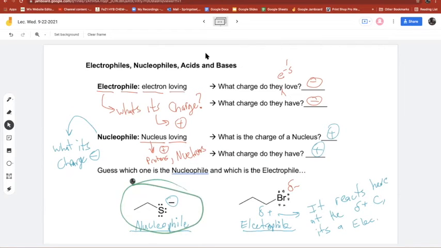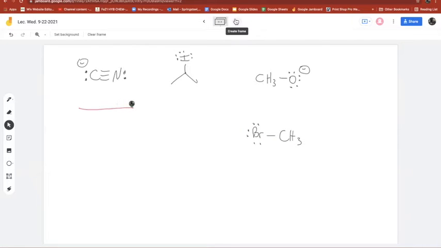Here, I'll just make up a couple more real quick. What do you think of these guys? Cyanide. The iodide here. Methoxide. Bromomethane. So what's your guess on the first one here? Cyanide, what does that look like? An electrophile or nucleophile?